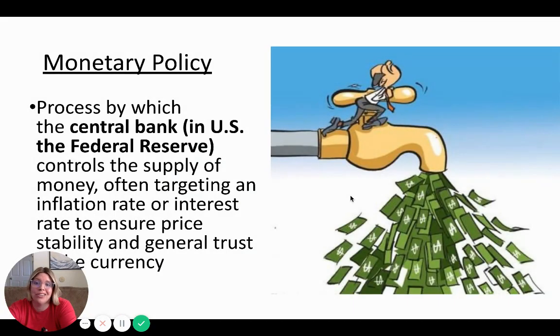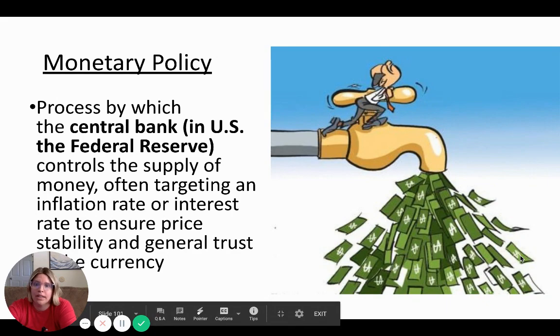Monetary policy, again, is just the process by which the central bank in the US, that would be the Federal Reserve, controls the money supply. And often they're shifting the money supply to try to achieve stable interest rates, or interest rates that will help achieve the economic goals that they're hoping to achieve during that type of economy.